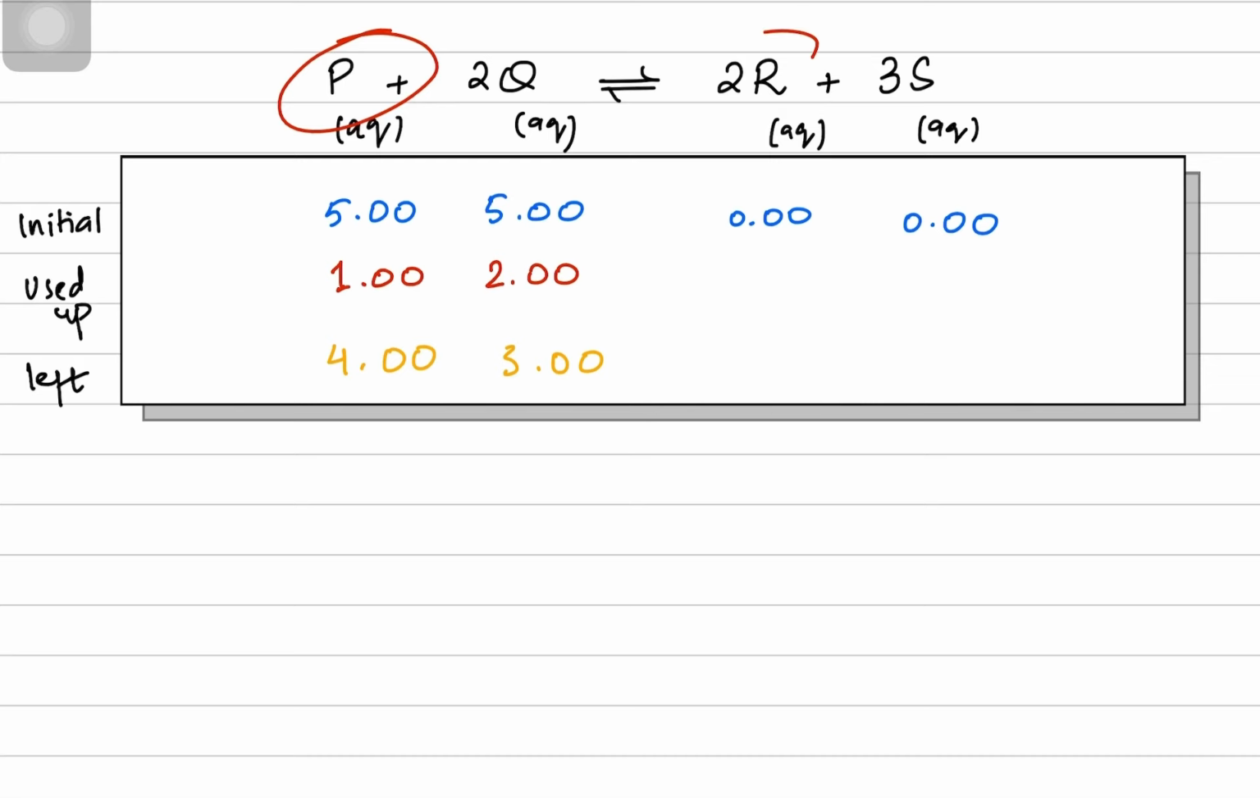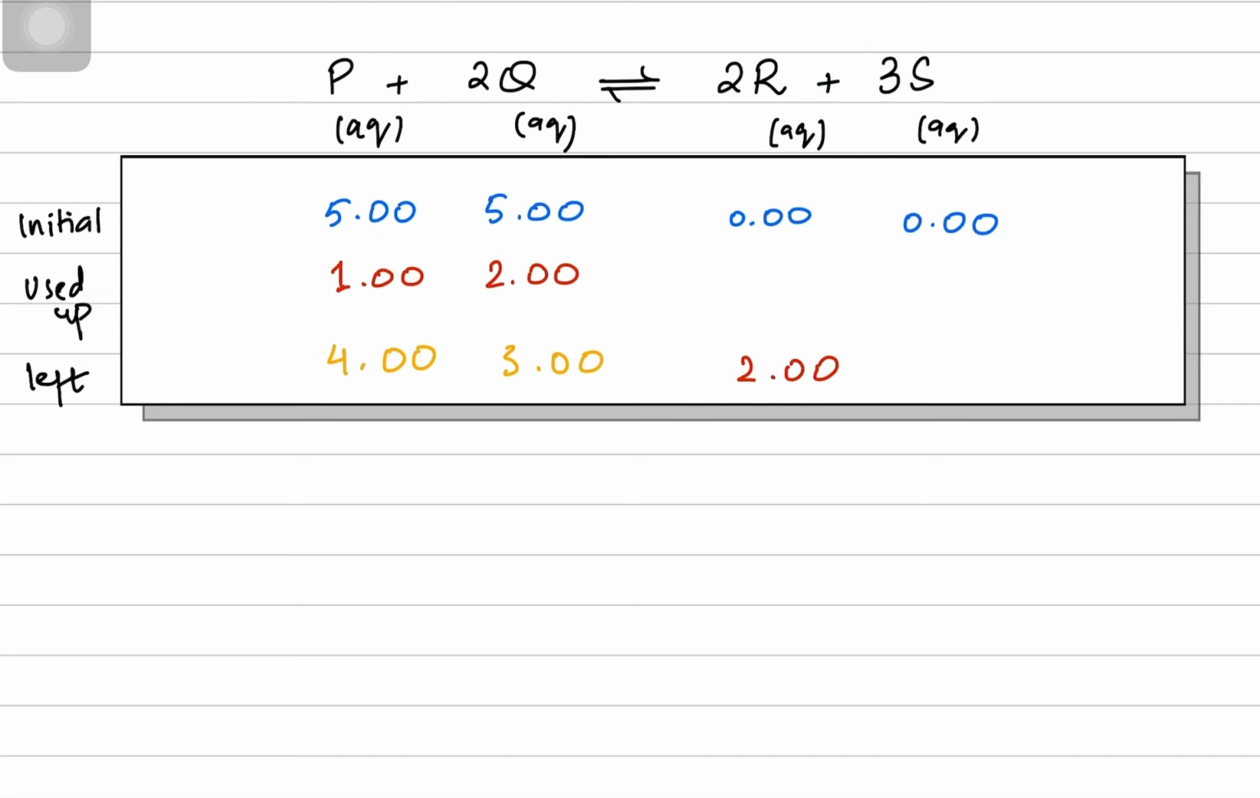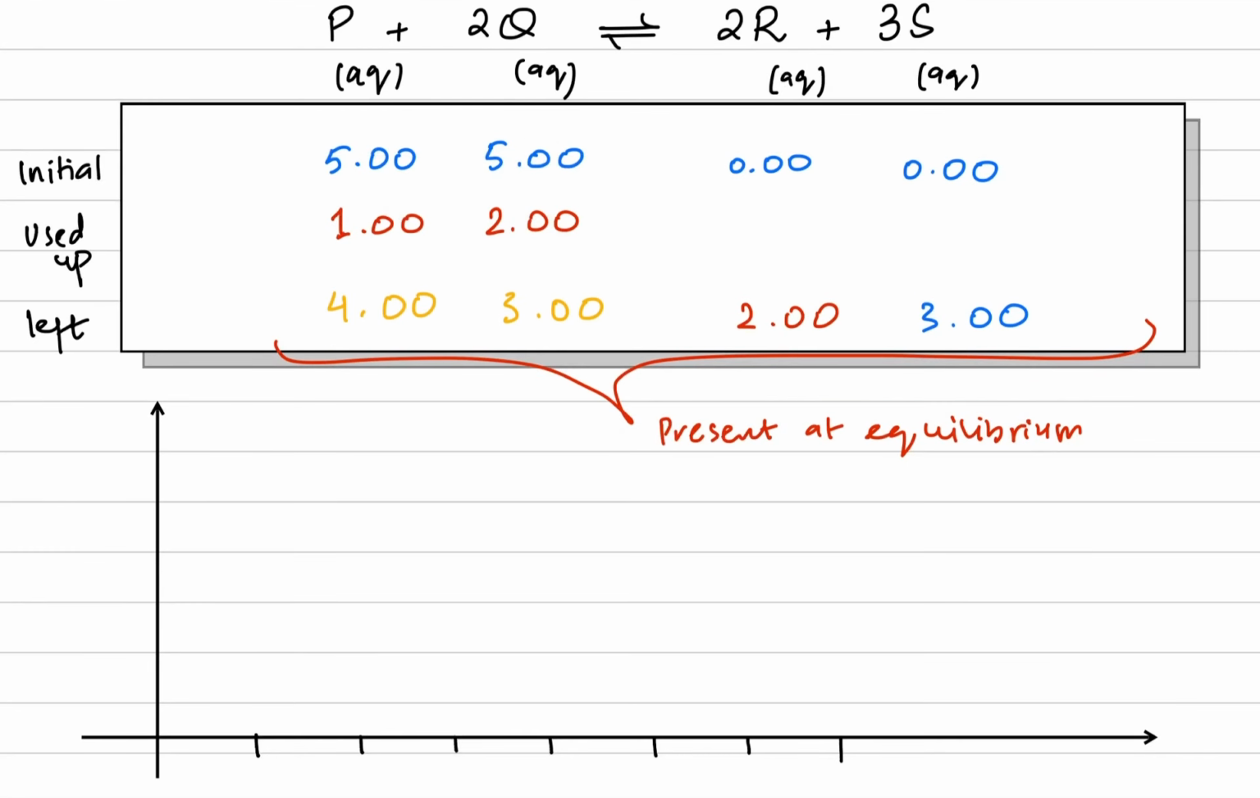Moving on, 1 mole of P reacts to make 2 mole of R. So if we find out how much R is produced, it should be 2 mole of R. And moving on with the ratio, 1 mole of P makes 3 mole of S. So 3 mole of S should be produced by the P that reacted. So we put in that at the equilibrium, all these reactants and products are still left. This is when the equilibrium has been established. This is present at equilibrium. We are not concerned with the amount used up, we are concerned with the amount present at equilibrium.